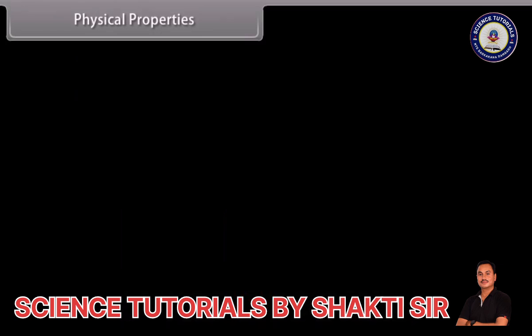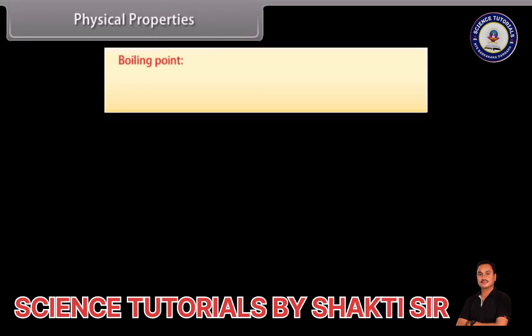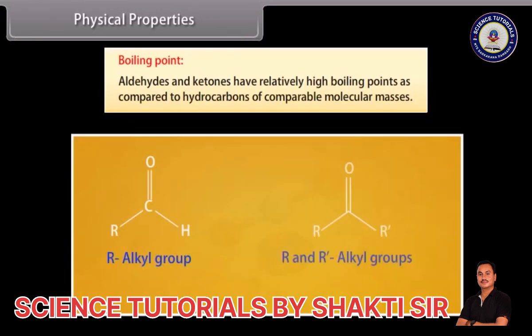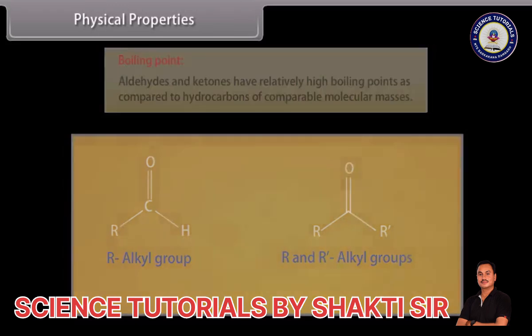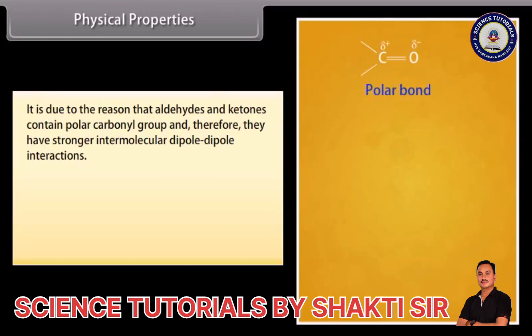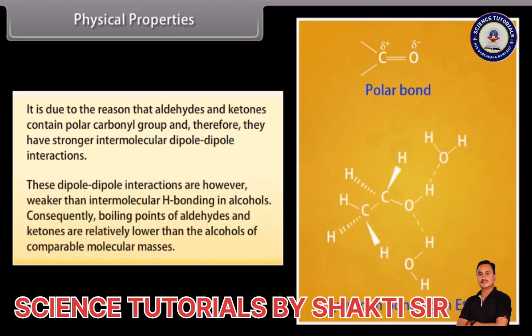Physical properties. Boiling point. Aldehydes and ketones have relatively high boiling points as compared to hydrocarbons of comparable molecular masses. It is due to the reason that aldehydes and ketones contain polar carbonyl group and therefore they have stronger intermolecular dipole-dipole interactions. These dipole-dipole interactions are, however, weaker than intermolecular hydrogen bonding in alcohols.